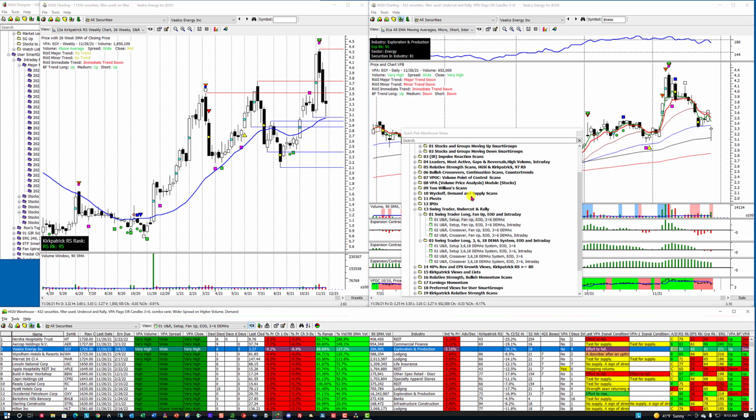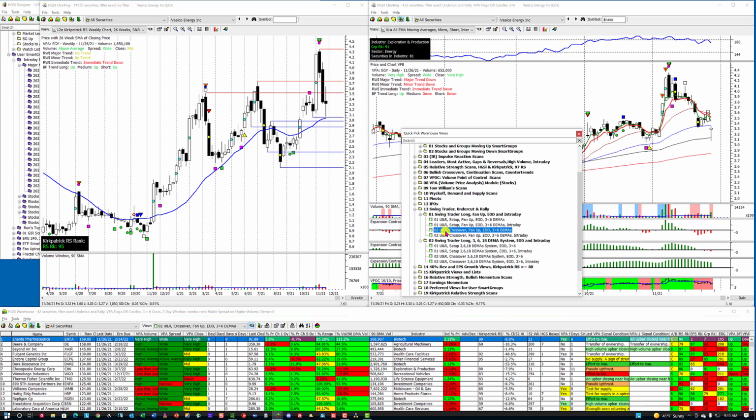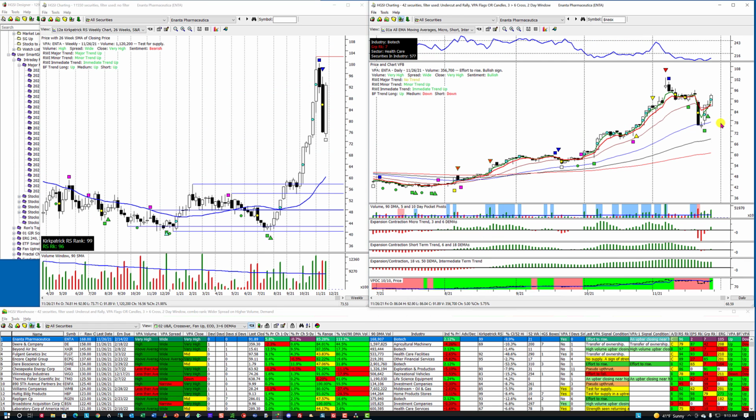Now, the next one, these are stocks that crossed over the 3, crossed over the 6. If you look at my warehouse view here, this tells you the days since the 3 crossed the 6. It's a 2-day window. This pharmaceutical stock crossed today. The 3 crossed the 6. You can see down here that I put an arrow on here, that the 3 crossed over the 6, which happened right here after a sharp pullback.